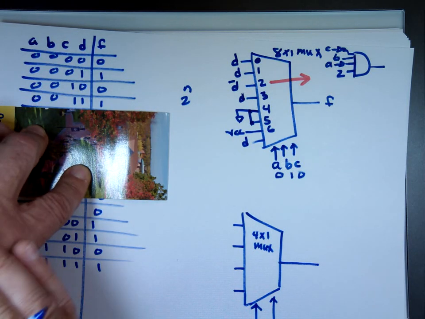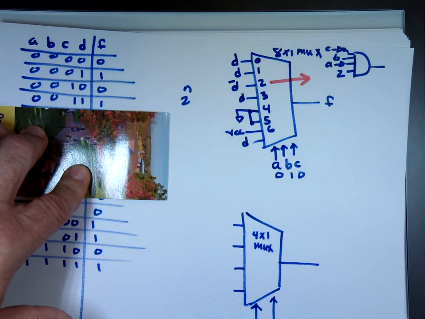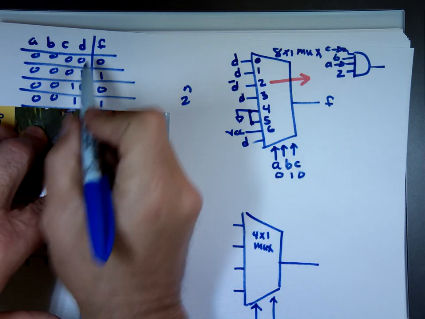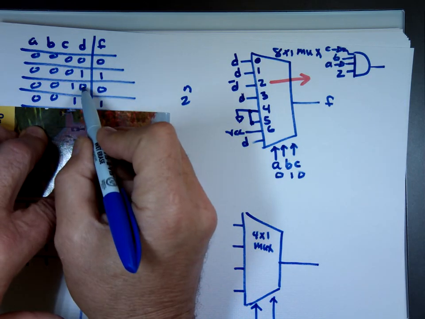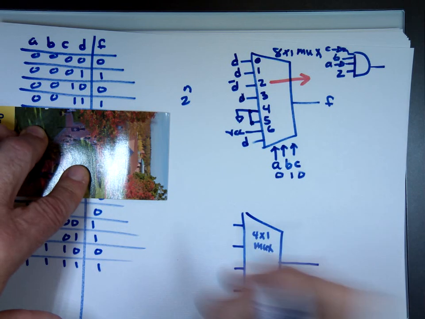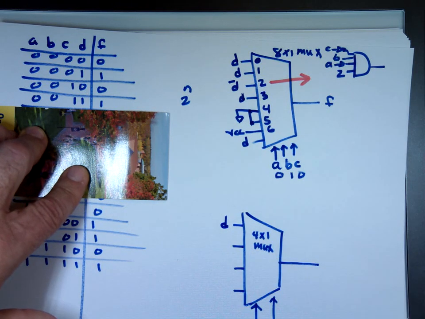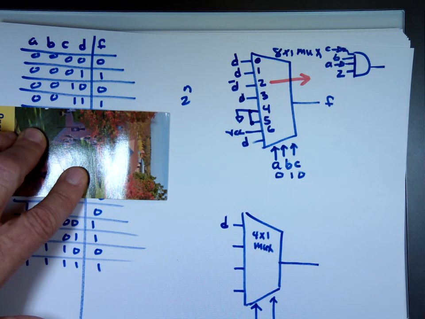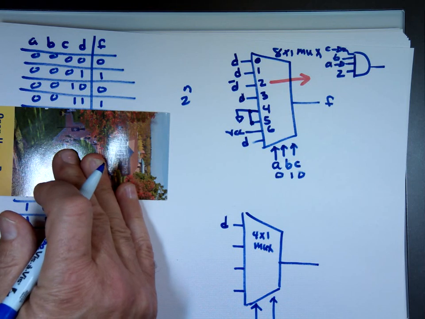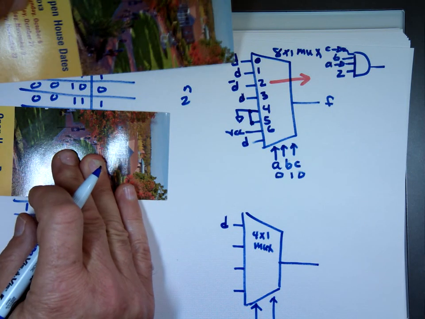Let's look at F. What do you notice about F? Same as what? Same as D. So it looks like C is not a factor. When D is 0, you got a 0. D is 1, you got a 1. D is 0, you got a 0. D is 1, you got a 1. What happens to C? C is not a factor. Don't care here.